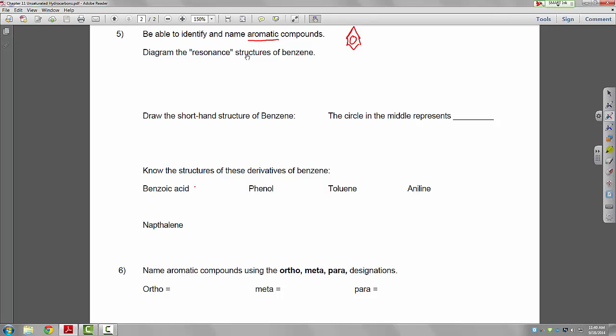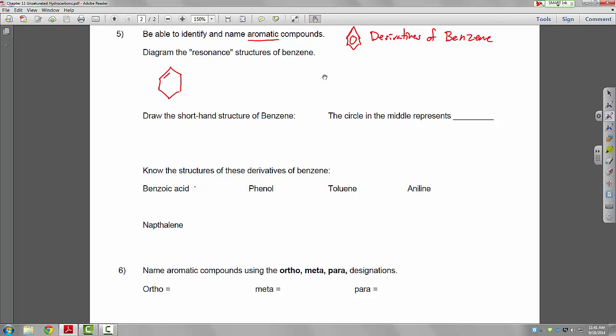So what does aromatic mean? You've got this ring structure, a hexagon with a ring in the middle. So these are all derivatives of benzene. So, diagram the resonance structures of benzene.